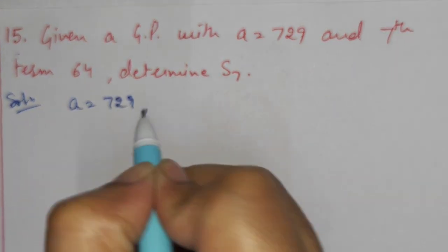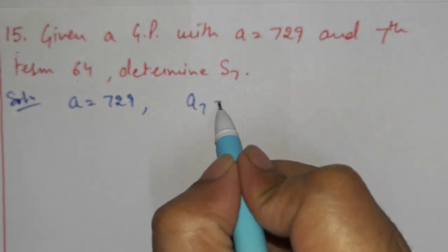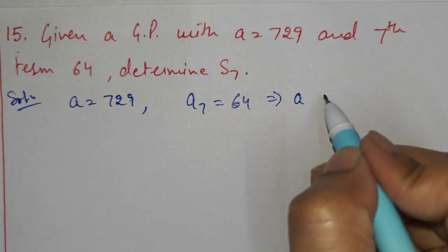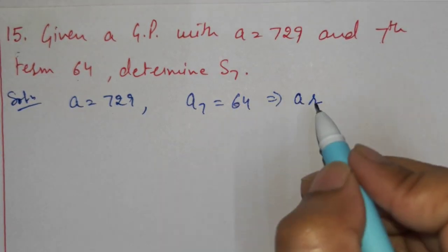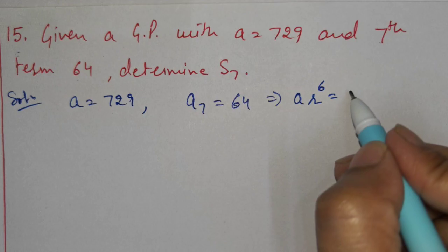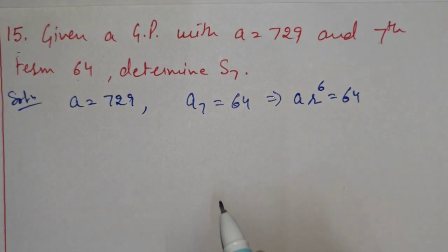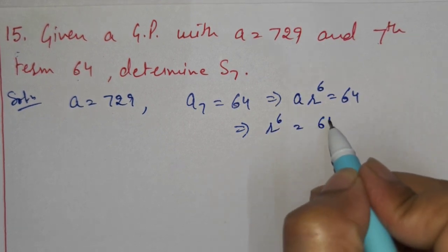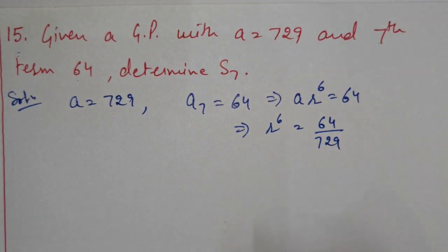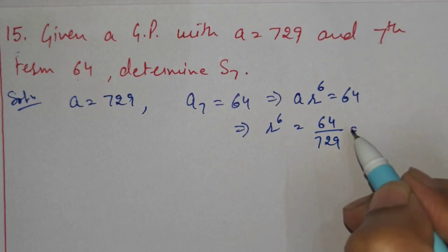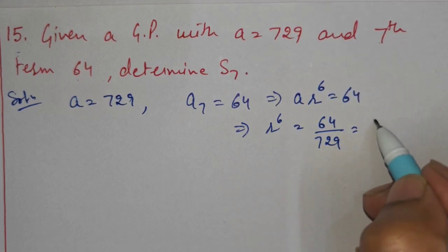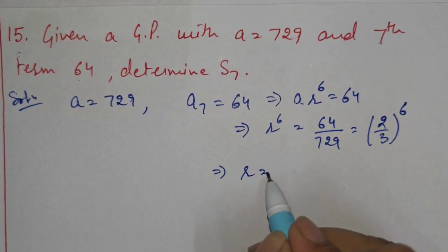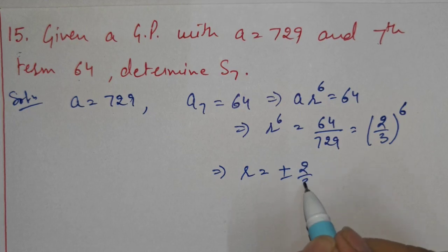a is given 729 and we are given that a7, seventh term is equals to 64. So this implies we have a, if r is the common ratio, तो seventh term किसके equal होगी? ar raised to power 6, this is equals to 64. Now put the value of a, so r raised to power 6 की वैल्यू आ जाएगी 64 upon a, that is 729. Now 64 upon 729 को हम लिख सकते हैं 2 upon 3 whole raised to power 6. So compare, this implies r is equals to plus minus 2 upon 3.